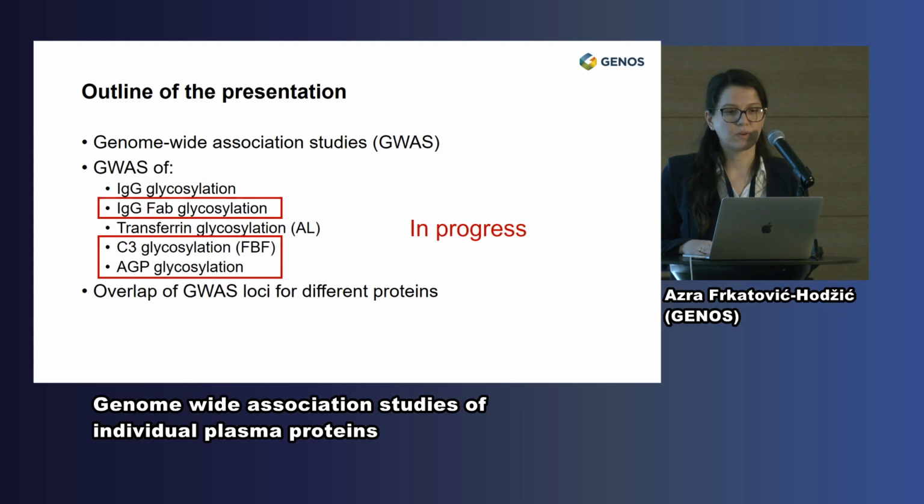I want to say that this is a collaborative effort, not only with teams from Genos, but also the University of Edinburgh, the Faculty of Pharmacy, and some of the teams that are present here today. In the first part, I will briefly explain what genome-wide association studies are, and then we'll go through the results of the studies of individual plasma proteins and glycomes, such as IgG, IgG-FAB glycosylation, transferrin, C3, and AGP, which was not presented before.